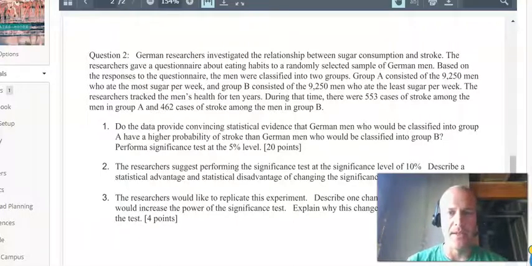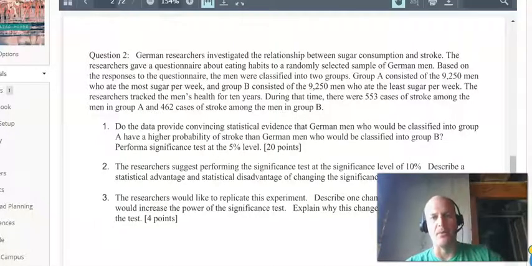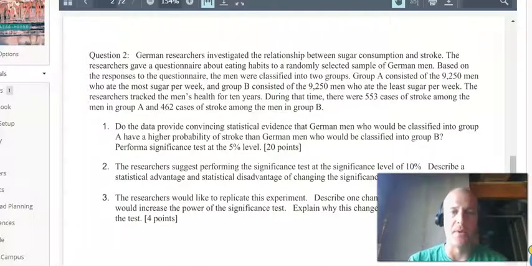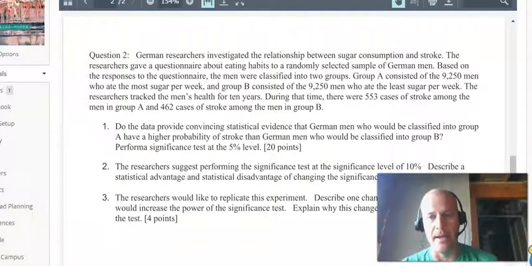German researchers investigated the relationship between sugar consumption and strokes. The researchers gave a questionnaire about eating habits to a randomly selected sample of German men. Based on the responses to the questionnaire, the men were classified into two groups, A and B. The researchers tracked the men's health for 10 years. During that time, there were 553 cases of stroke among the men in Group A and 462 cases of stroke among the men in Group B.